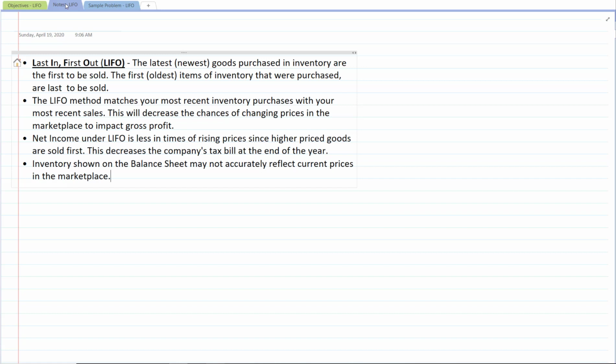One of the downsides to LIFO is that the inventory balance that you show on your balance sheet may not accurately reflect current prices. If you have really slow moving inventory, you might have items that were purchased or made a long time ago that are still sitting there, because under the LIFO method, those first items or the oldest items are sold last. So when you run a balance sheet, that inventory may not accurately reflect your current inventory prices out there in the marketplace. So let's take a look at a sample problem.